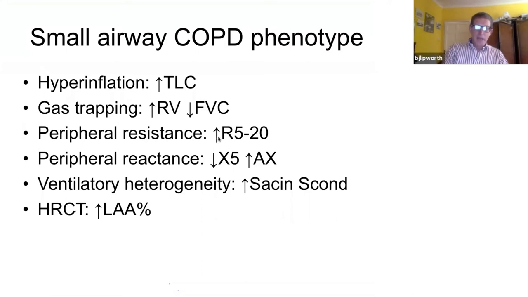We'd expect them to have an increased peripheral resistance and also an increased peripheral reactance, either as a reduced value of reactance at 5 Hz or an increase in the area under the curve. And if you bothered to do multiple breath nitrogen washout, you'd find evidence of ventilation heterogeneity in terms of Sacin or Scond. And if you did a high resolution CT scan, you would expect to see an increase in low attenuation areas as well.